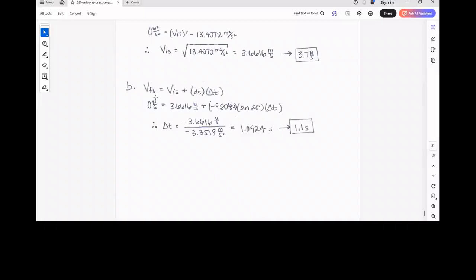So v final in the s direction is equal to v initial in the s direction plus the acceleration in the s direction times our delta t. Acceleration's got to be treated as a negative, which makes sense because when I subtract both sides of this equation by 3.6616 meters per second, I get a negative on the top and a negative on the bottom, so a positive delta t. And when we apply sig figs, that is simply 1.1 second.